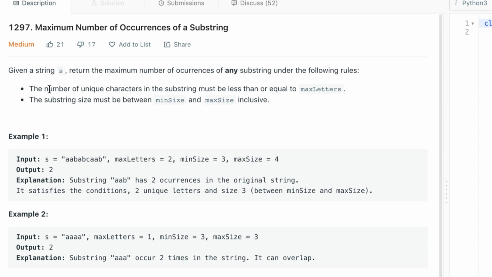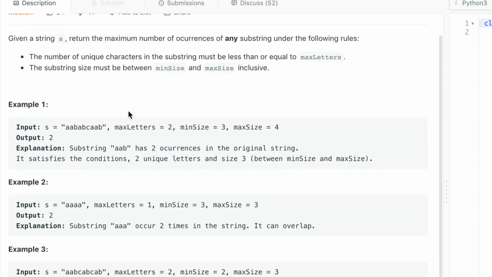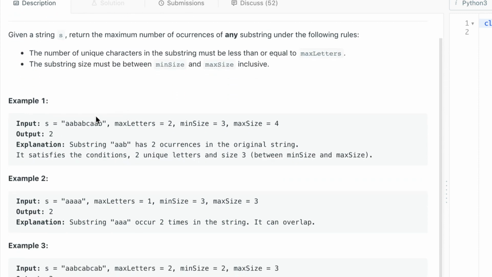The first rule is that the number of unique characters in the substring must be less than or equal to max letters. The second rule is that the substring size must be between min size and max size. So these are the two rules that we have. For the first example, we have this string, max letters is 2, min size is 3, max size is 4.